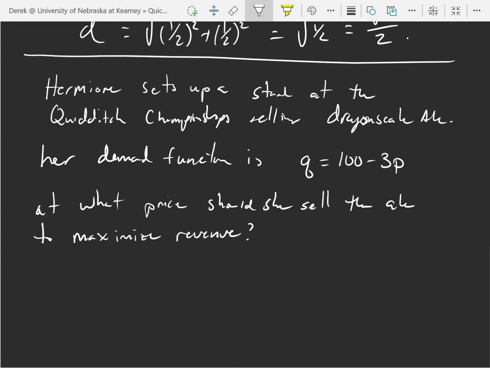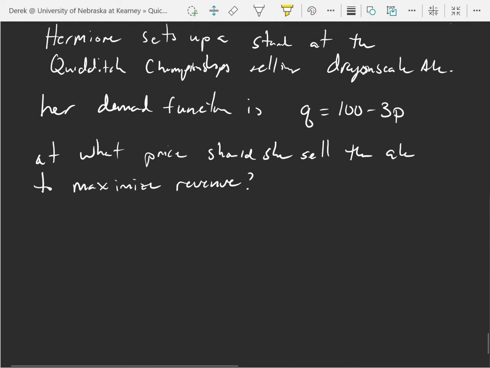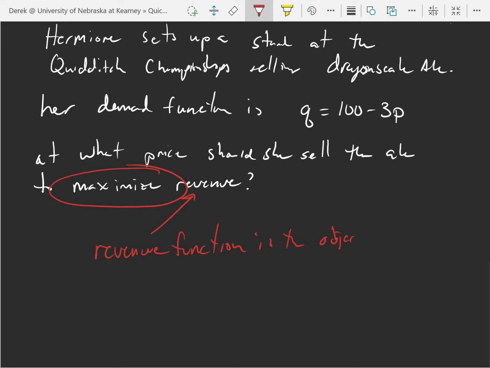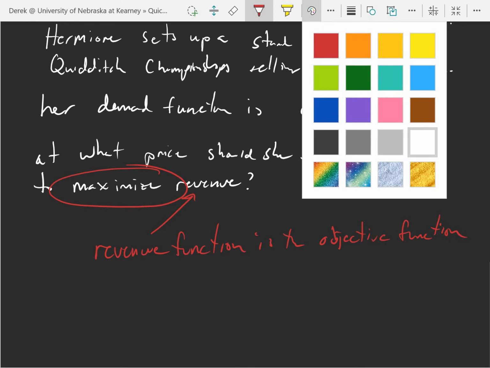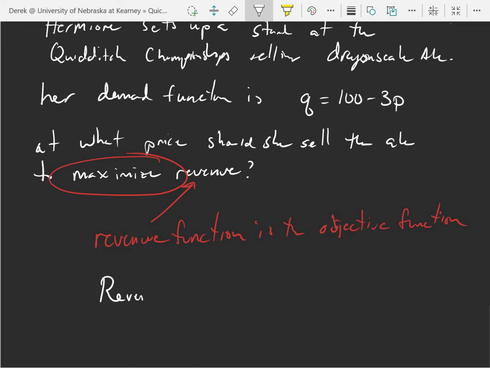Okay, so we've got a demand function, and I would need a revenue function somehow. My objective function is the function that needs to be the biggest or the smallest, the superlative there. So let's look at this. Our maximize tells me that the revenue is the objective. Okay, so let's see if I can write down a revenue function. Well, revenue equals price times quantity. It's the price you sell it at times the quantity that you sell. So I should probably say R equals P times Q.